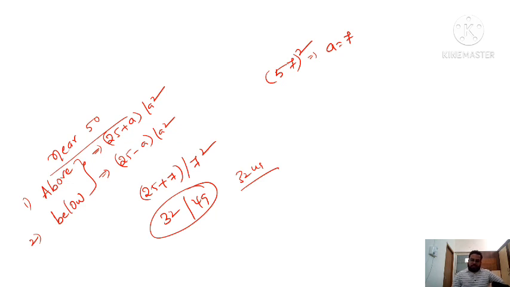If in case you have to take another example, 62 whole square. How much is above? 12 is above, right? So 25 plus 12, and 12 square.